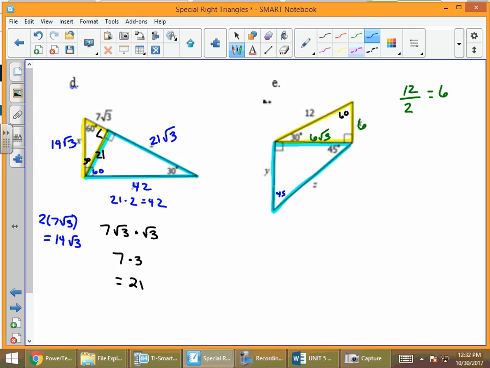Were we given a leg or a hypotenuse in a 45, 45, 90? A leg. So if this leg is 6 radical 3, what does y have to be? Right. And in a 45, 45, 90, what do we multiply the legs by to get the hypotenuse? Radical 2. So we do 6 radical 3 times radical 2. We can multiply the 3 and the 2 together because they're both underneath radicals. 3 times 2 is what? 6. So that just becomes radical 6. So it's just 6 radical 6.